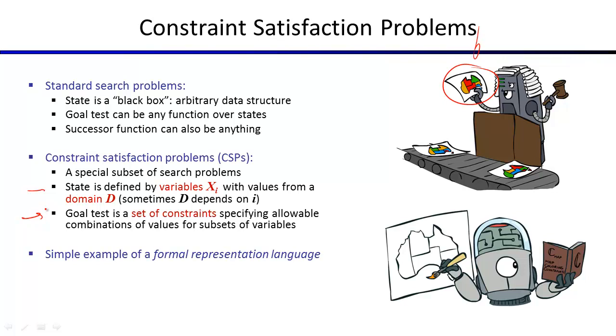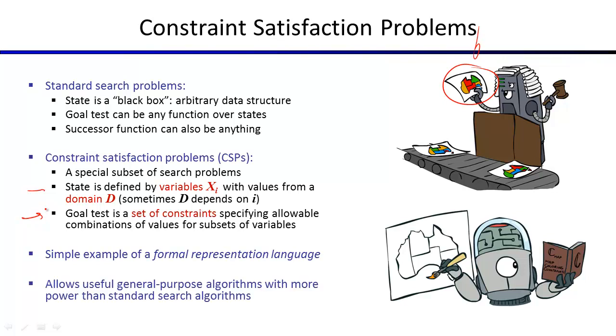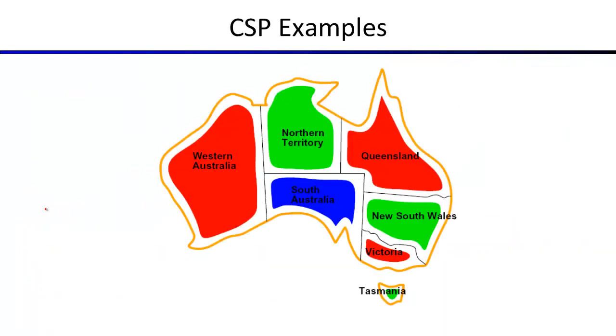What is the wisdom of this representation? Just like we did for search, we'll look at very general-purpose algorithms that will allow us to solve this entire class of problems reasonably efficiently. So, let's look at some examples.